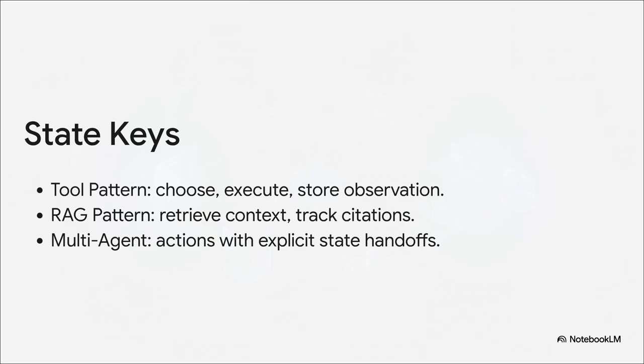Take the tool execution pattern. The graph loops to choose a tool, executes the action, stores the observation in state, and responds. Or the RAG pattern, you retrieve context, generate an answer, and track a specific citation state key. And for a multi-agent pattern, you just model specialized agents as individual actions or subgraphs handing off explicit state objects.